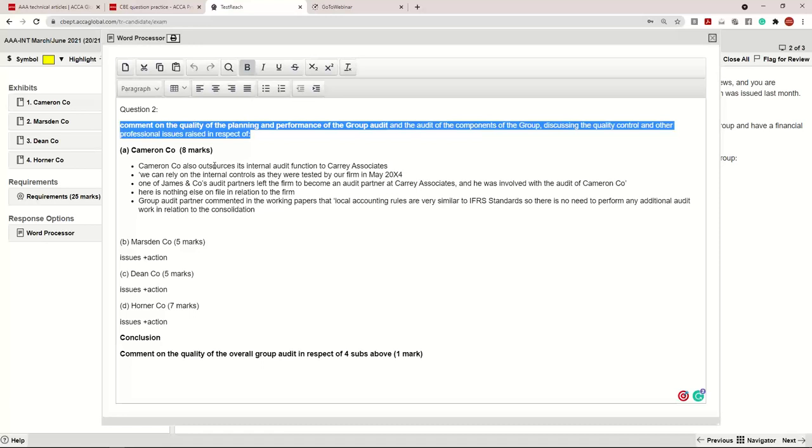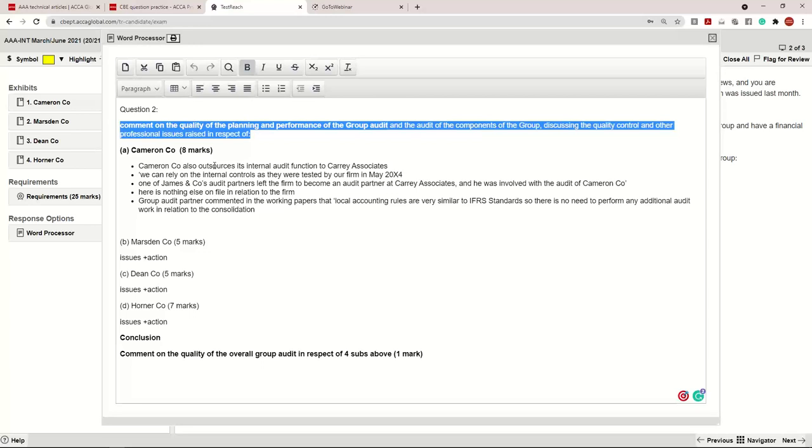You have not done the independence, experience, and competence checking of Kerry Associates, knowing that your partner is working there. So you avoided the way you should have checked the component auditor. Then the last point we got was the group partner. The group partner was saying that the international financial reporting standards and the local standards are very much the same, so there is no need to perform any additional work in relation to consolidation.